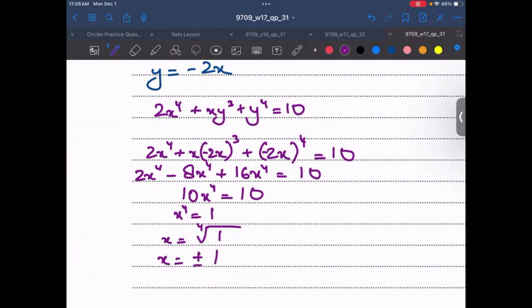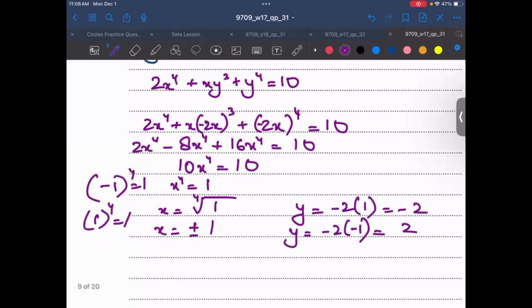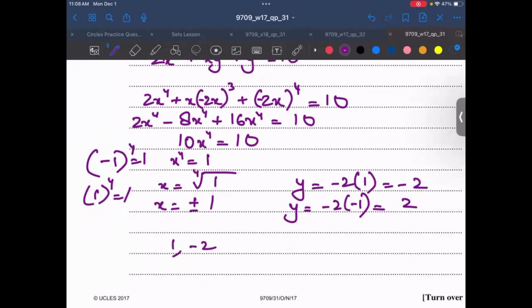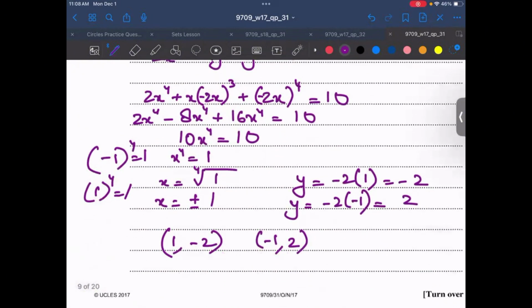It is the same as finding the square root. We'll get positive and negative values both, as minus 1 to the power 4 is also 1, and 1 to the power 4 will also be equal to 1. Now, once we have the value of x, we can easily find the values of y. So y equals minus 2x. We'll write minus 2 into 1 and minus 2 into minus 1. We'll get a plus 2. So when x is 1, the value of y is minus 2. And when the value of x is minus 1, the value of y is 2. And these will be the coordinates where the gradient is parallel to the x-axis.